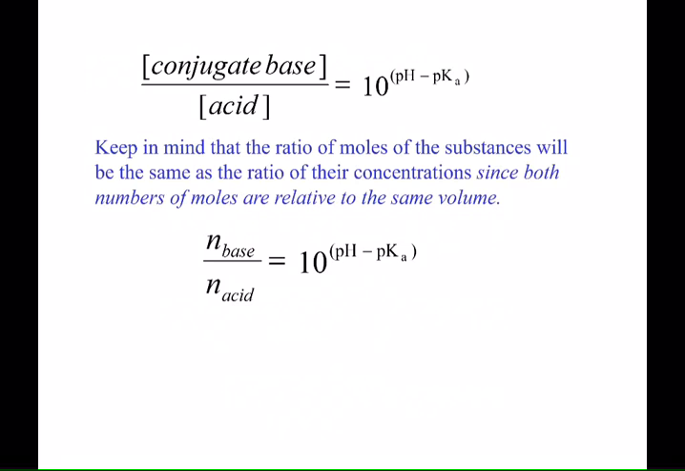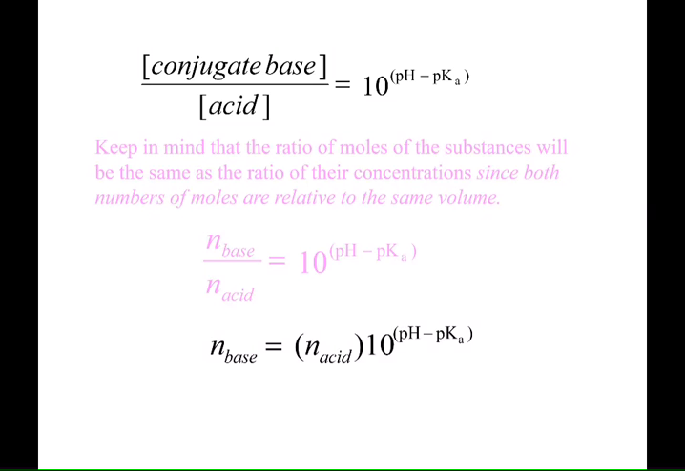Yep, then I switched to moles there. Instead of molar concentration, moles. So moles of base by moles of acid is equal to 10 raised to the quantity pH minus pKa. Going all the way to what the moles of base would be, we multiply both sides times the moles of acid, and it looks like this.